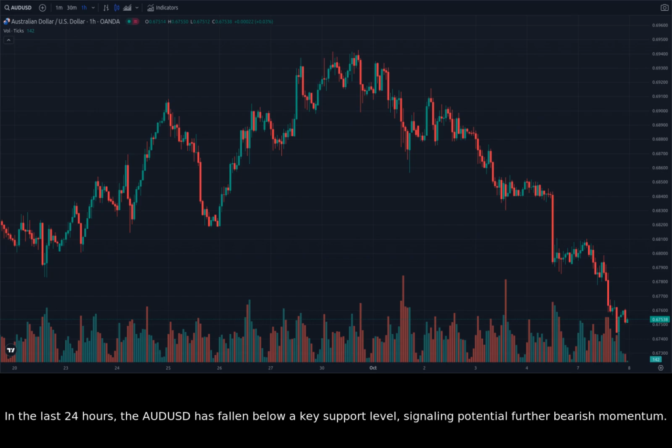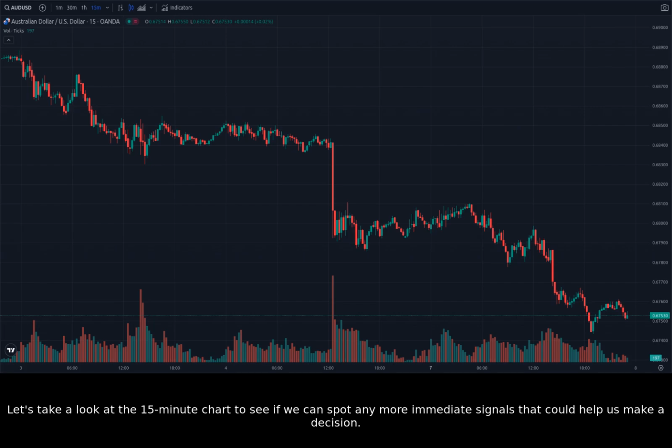In the last 24 hours, the AUDUSD has fallen below a key support level, signaling potential further bearish momentum. The price has failed to reclaim the 0.6750 level, indicating that sellers are still in control. However, the emergence of a bullish engulfing pattern at the bottom of the chart raises some cautious optimism. Let's take a look at the 15-minute chart to see if we can spot any more immediate signals that could help us make a decision.